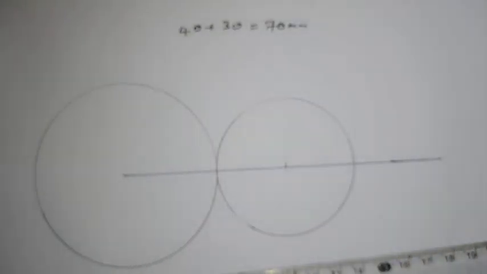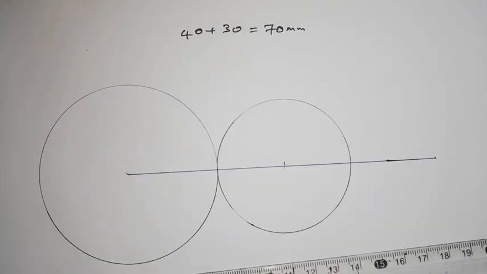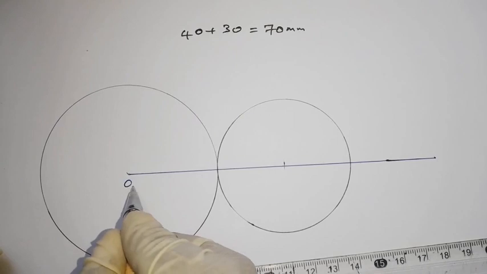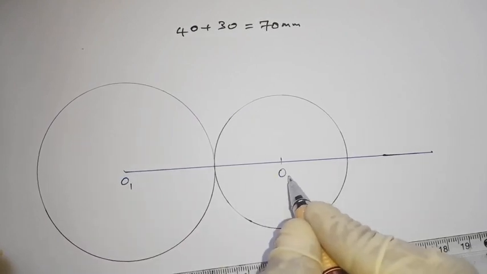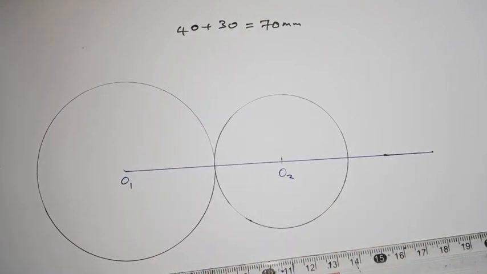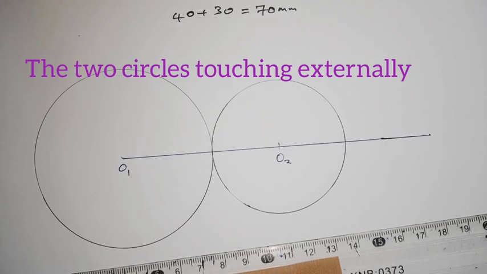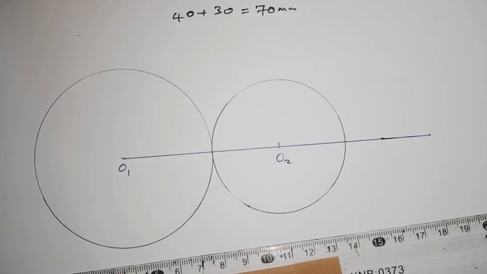So that's the second circle, and we can call this center O1, and this is center O2. So this is how we draw two circles touching each other externally. The first circle is of radius 40 millimeters. The second one is of radius 30 millimeters.